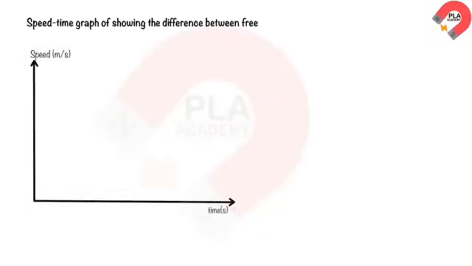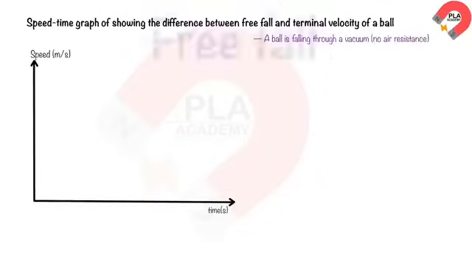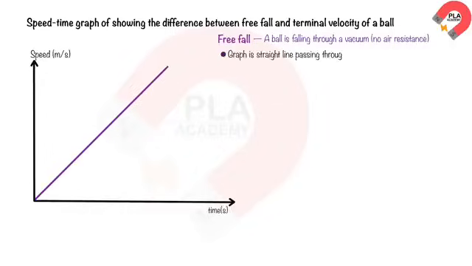The speed-time graph showing the difference between free fall and terminal velocity of a ball. When a ball falls through a vacuum, there is no air resistance acting on it. This is called free fall. The speed-time graph of this scenario is a straight line passing through the origin. The constant gradient represents the ball's constant acceleration due to gravity, which is around 9.8 meters per second squared.